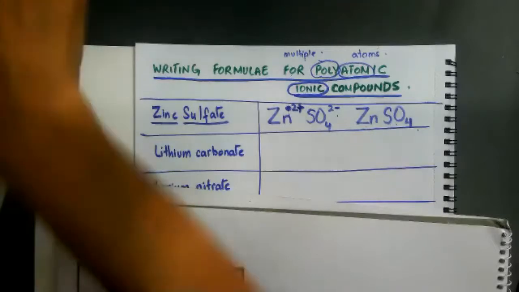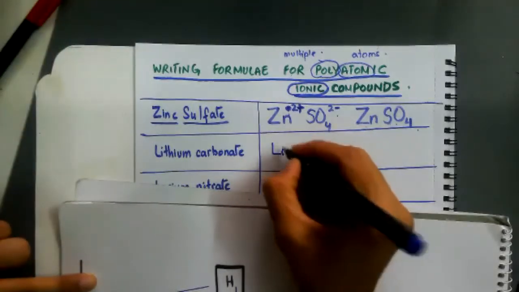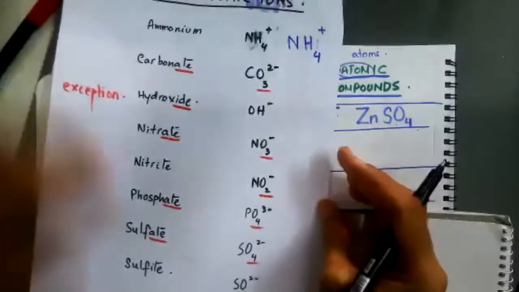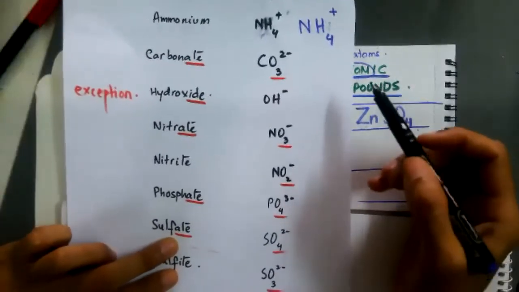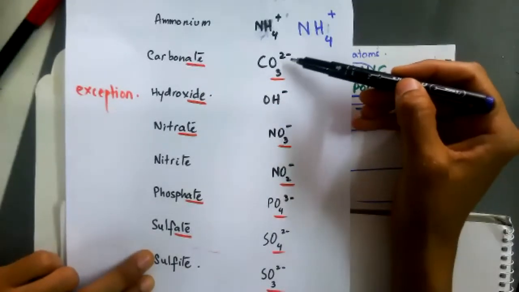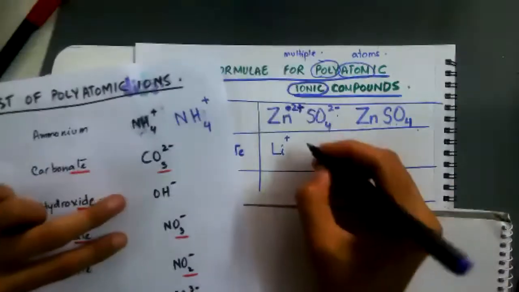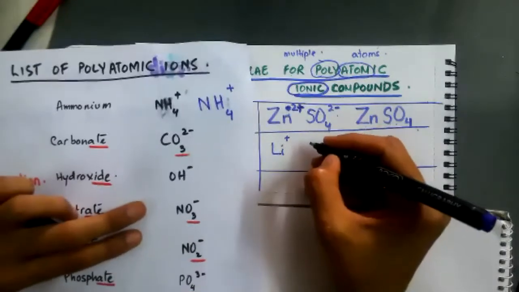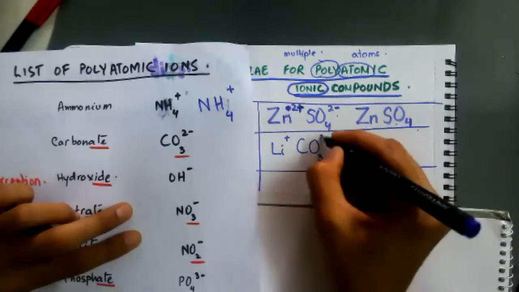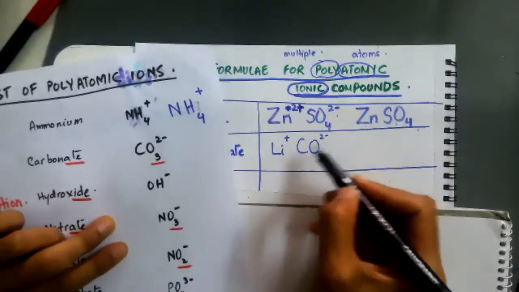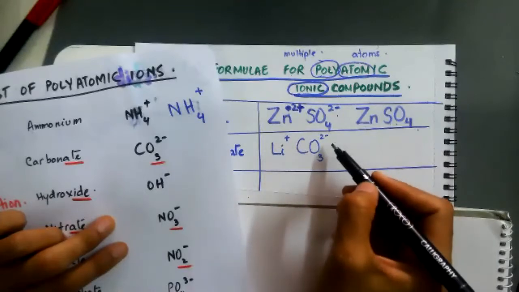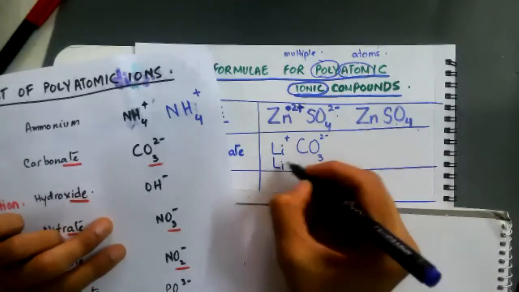Let me grab a better marker. Okay. Lithium plus. Carbonate. I'll show you my list. Can you see the list? Yes. So, carbonate. What charge is there on carbonate? Two minus. And what's the formula, Abdul Rafi? CO3, two minus. So, are they electrically balanced? No. How can we balance them? By adding another lithium. Okay. So, total of?